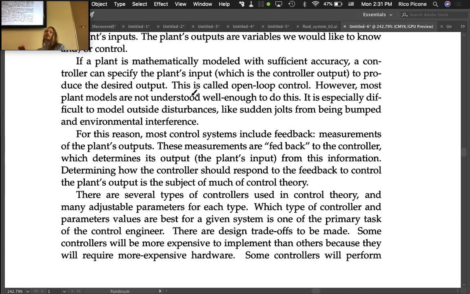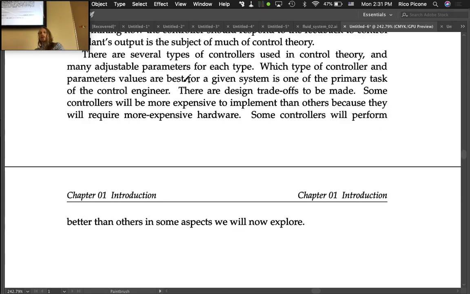But PID control is one type, and another type might be best in a given situation. Determining these parameter values, like the gain values, is one of the primary tasks for the control engineer. There are design trade-offs to be made. Some controllers will be more expensive to implement than others because they will require more expensive hardware. That's one example. Some controllers will perform better than others in some aspects we will now explore. We're going to talk about performance in the first lecture. This is just the intro page.